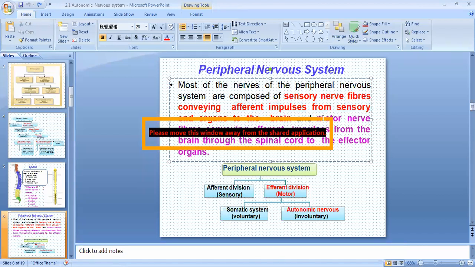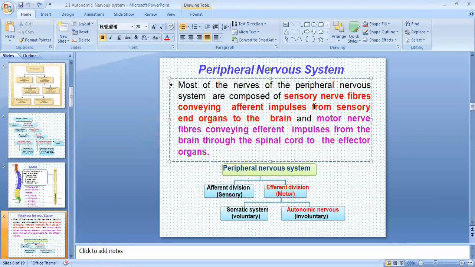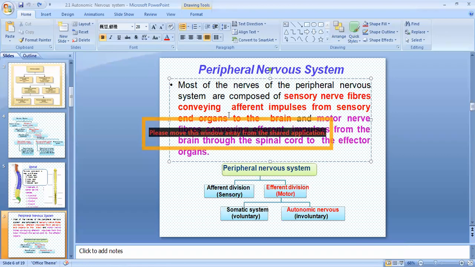See, if I am going to prick a pen to any finger of your hand, so what happened? Some pain is going to convey from our finger to the brain. So this type of impulse carrying position, that is sensory nerve fibers conveying afferent impulses from sensory end organ. If I am going to prick a pen at a tip of finger, so some pain, some sensation is going to the brain, and what type of reaction I am going to give? I am going to withdraw my hand.